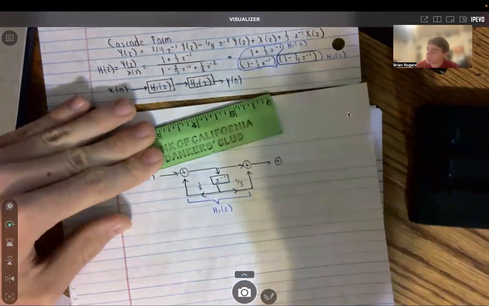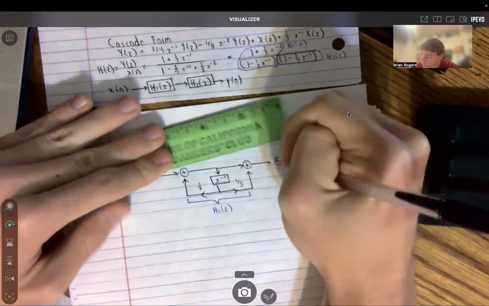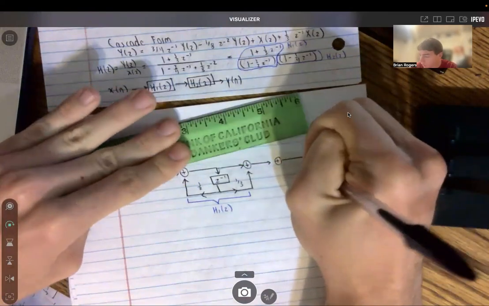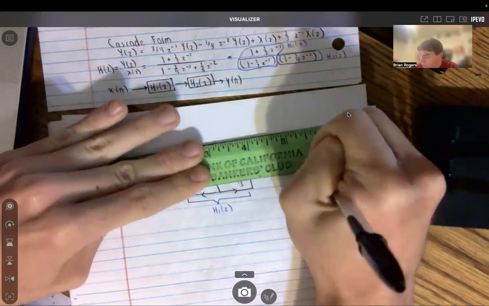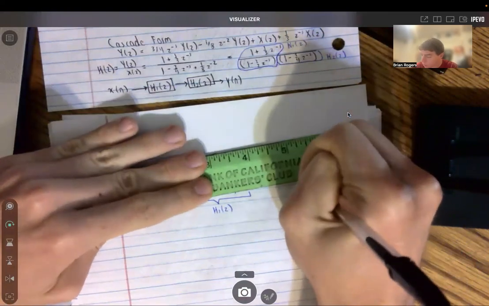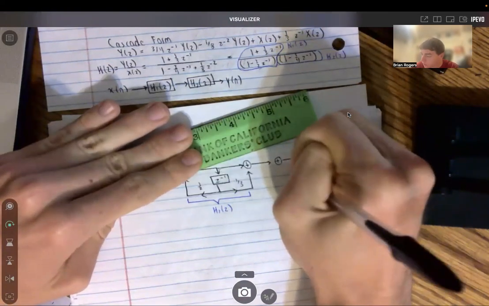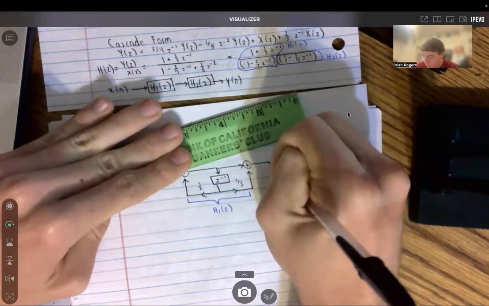And then we're making our H2 of z, which is going to be our delay right here, which is z to negative 1. And then we're going to have a positive 1/4. And then it's going to go up to the summing block.